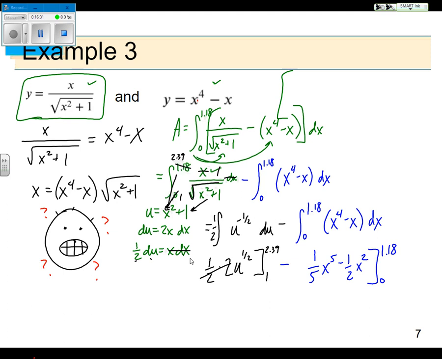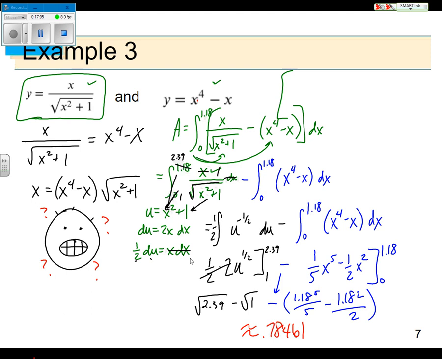So now I get just to plug everything in. I get to take the square root of 2.39, subtract off the square root of 1, bringing down this minus sign right here. I'm going to be a little bit careful with my signs over here, but I'm going to have 1.18 to the 5th over 5 minus 1.18 squared over 2. I'll just tell you, I made my calculator do all this, and I got 0.78461. This should be the area between these two curves.